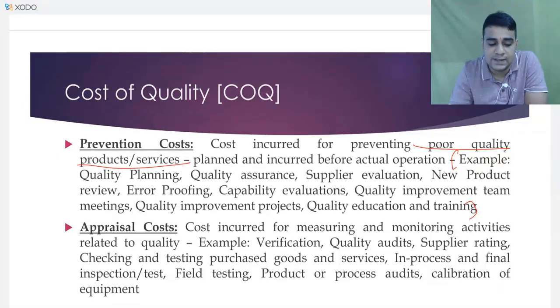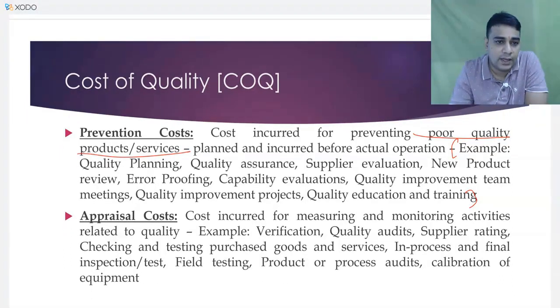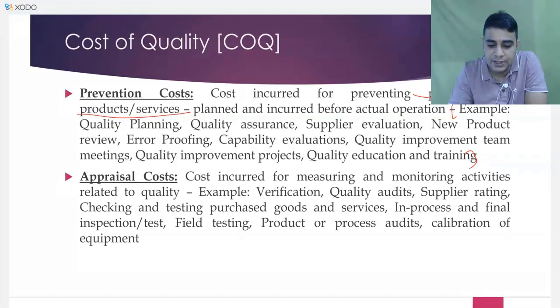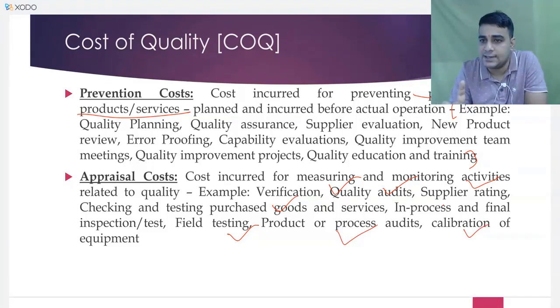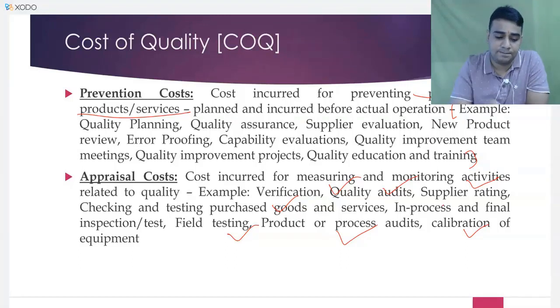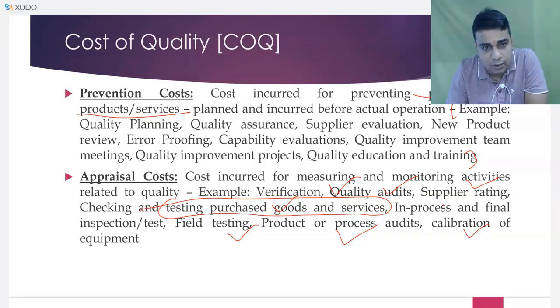Appraisal cost: these are costs incurred to ensure whether the product is meeting the quality standard. Broadly, all types of inspection, verification, quality audit, supplier rating, testing of purchased goods and services, in-process and final inspection, field testing, audits, calibration of equipment, basically all types of checks. There is one place where there is a lack of consistency, that is testing of purchased goods and services.